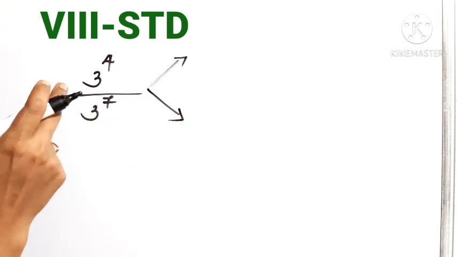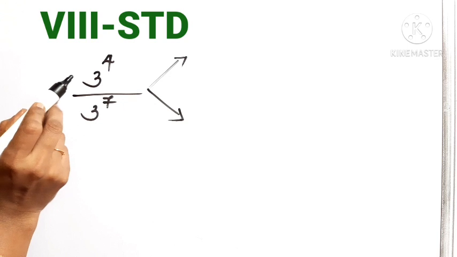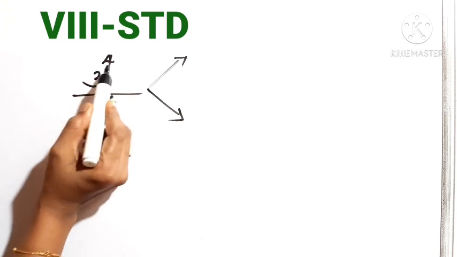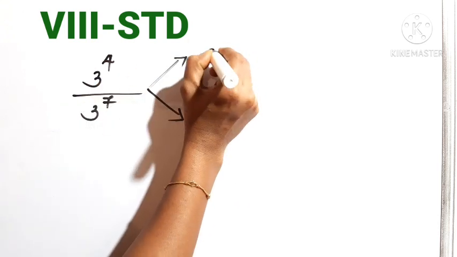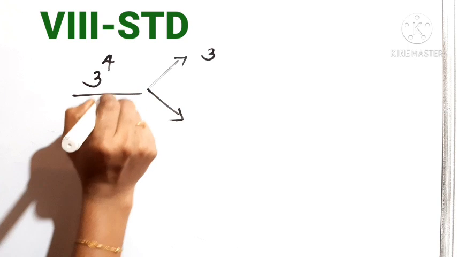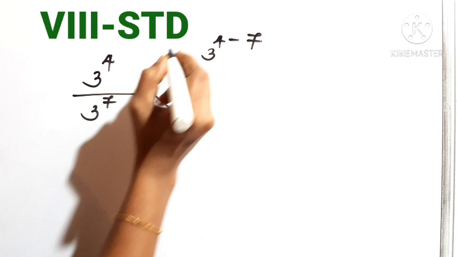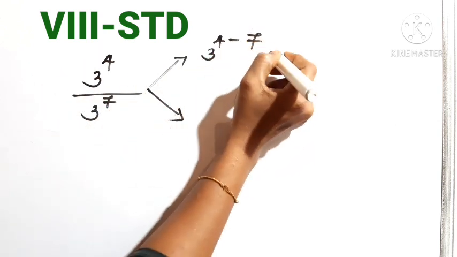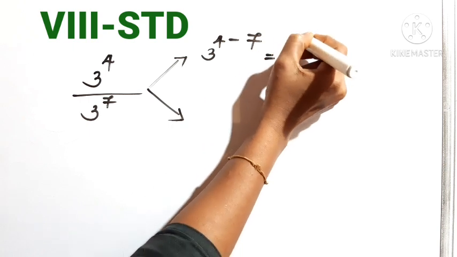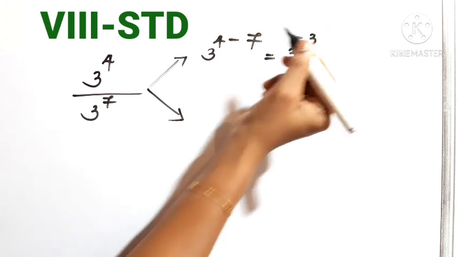Listen, children. A raised to m by a raised to n. That exponential law is familiar. Okay? Here a is 3, m is 4, n is 7. So this also equals 3 raised to m minus n, 4 minus 7, right? A raised to m by a raised to n equals a raised to m minus n. Also equals 3 raised to minus 3. Here we can see a minus exponent.